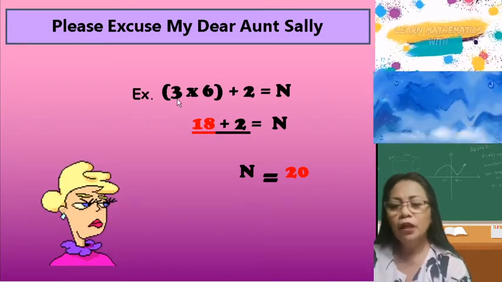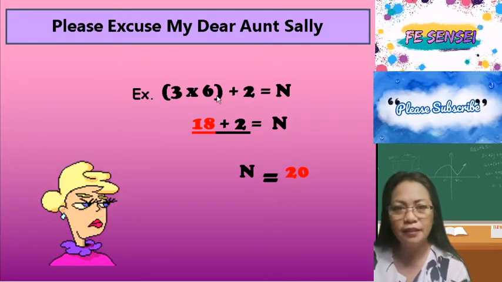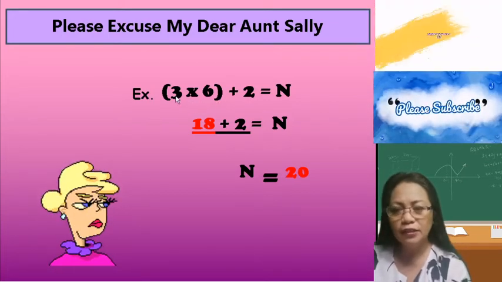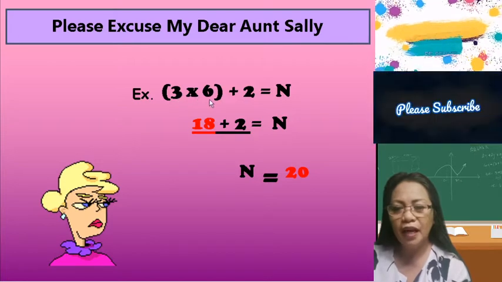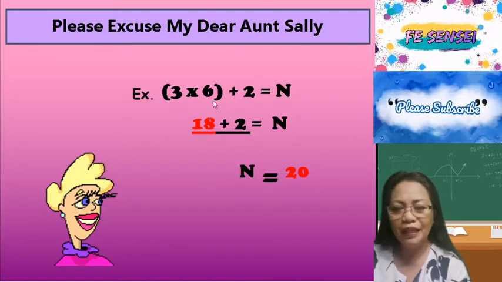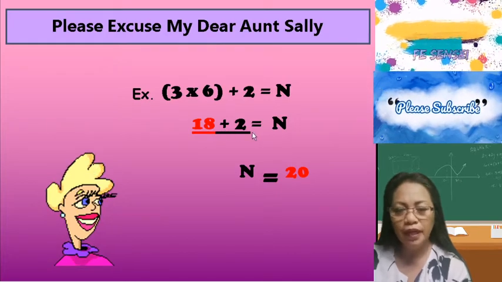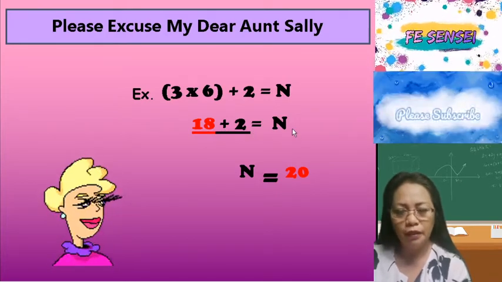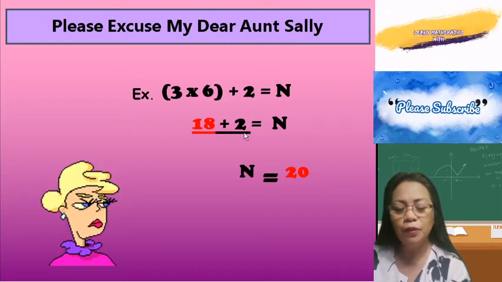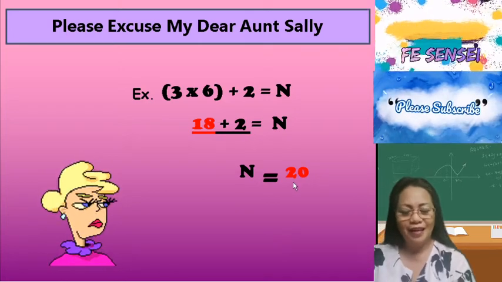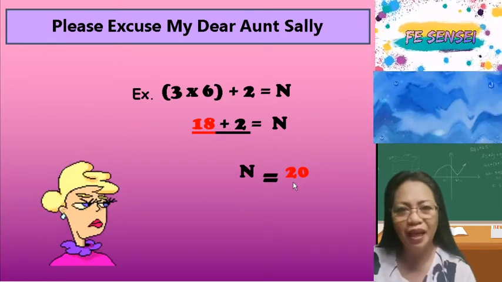First, do the operation inside the parentheses. So that's 3 times 6. So 3 times 6 equals 18. Plus 2 equals the number. So 18 plus 2 equals 20. And that is the answer.